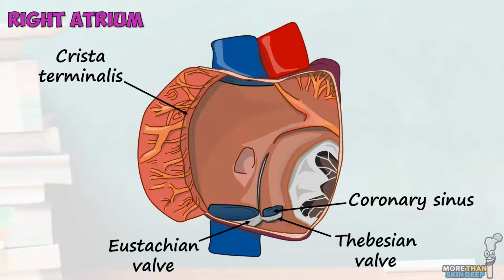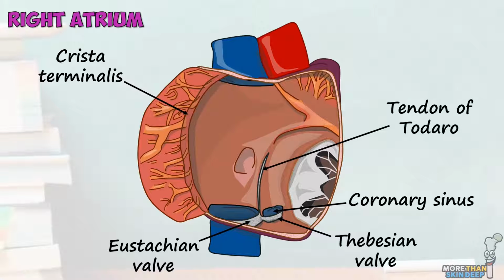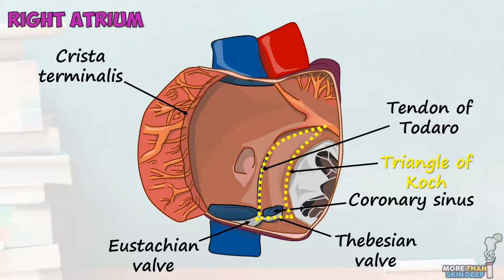The eustachian valve can be seen to extend anteriorly a short distance in a fibrous strand known as the tendon of Todaro. This structure forms part of the triangle of Koch, the apex of which is used to locate the atrioventricular node. We'll cover this more in a later video.